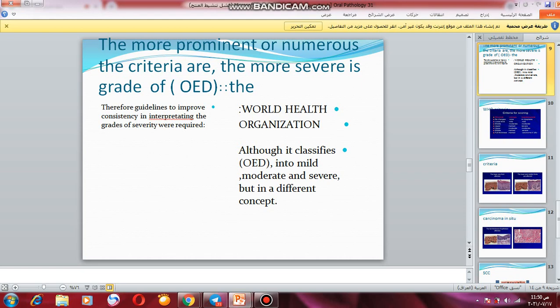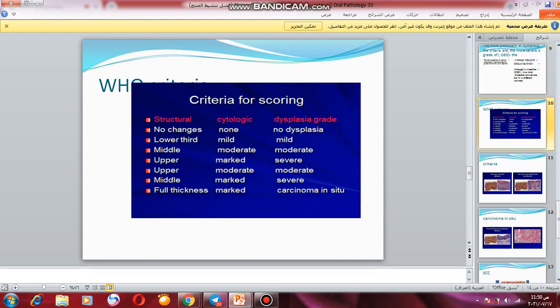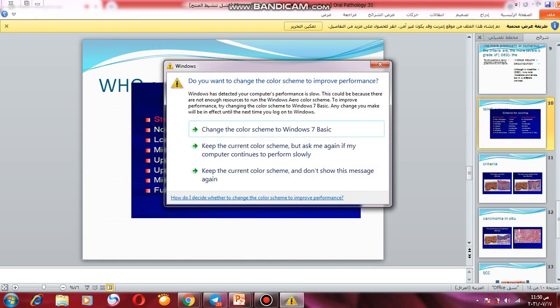Slide number 10. This is the criteria for scoring, يعني classification. I have structural changes, I have cytological changes, I have the grade or classification. When I have everything is normal, I have no dysplasia. When I have the lower third, I have lower third, middle or upper third. Normally speaking, it could be lower mild, 2/3 moderate, or upper 3/3 هو marked or severe.